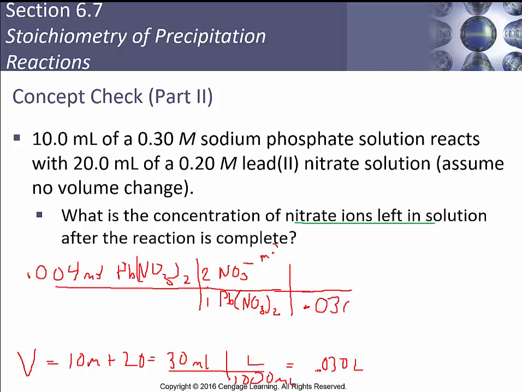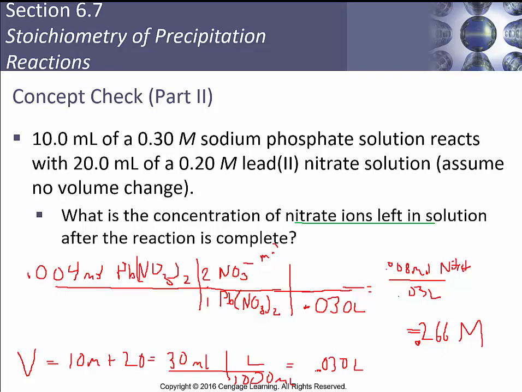We're going to end up with 0.008 moles of nitrate in 0.03 liters of solution. And that's going to equal 0.266 moles per liter, or 0.266 molar. So that's how much nitrate ion is left in solution in terms of moles per liter. That's our concentration.